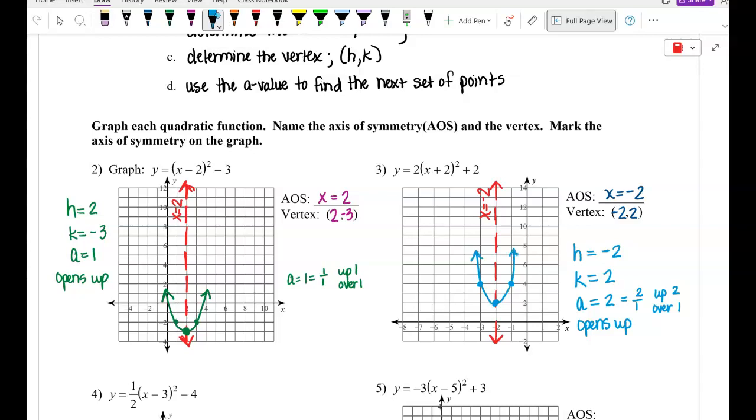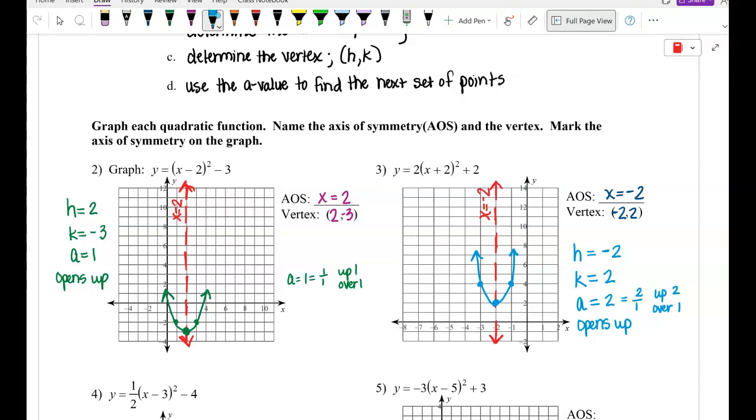Now, I know we said the A value determines how wide or how narrow. Graph number 2 had an A value of 1. Graph number 3 has an A value of 2. And yet they kind of look the same. The reasoning is the two graphs are not drawn to the same scale. You can't really compare the width of graph 2 and graph 3 here because the graphs are not scaled.